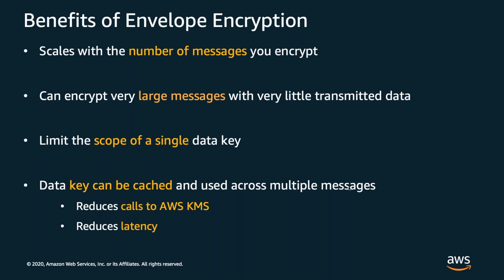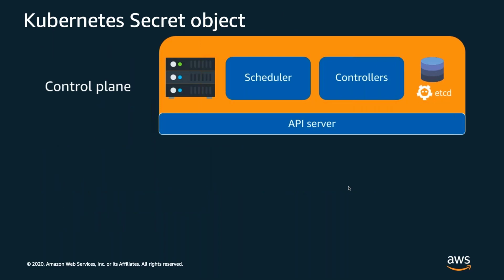So now that we have learned the fundamentals around encoding and envelope encryption, let's take a look at how this is all relevant to Kubernetes Secrets object. So Amazon EKS is a fully managed Kubernetes service that runs upstream Kubernetes and is certified Kubernetes conformant. EKS provides a scalable and highly available control plane that runs across multiple availability zones to eliminate a single point of failure.